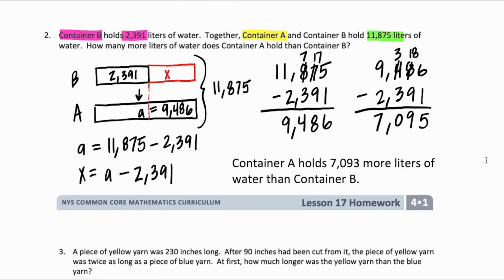All right, so now I do have an answer statement, but I did catch a mistake that I made. 5 minus 1 is not 6. It is 4. And so this is not a 6, it's a 4. And then 4 minus 1 is not 5, it is 3. Container A holds 7,093 more liters of water than container B.